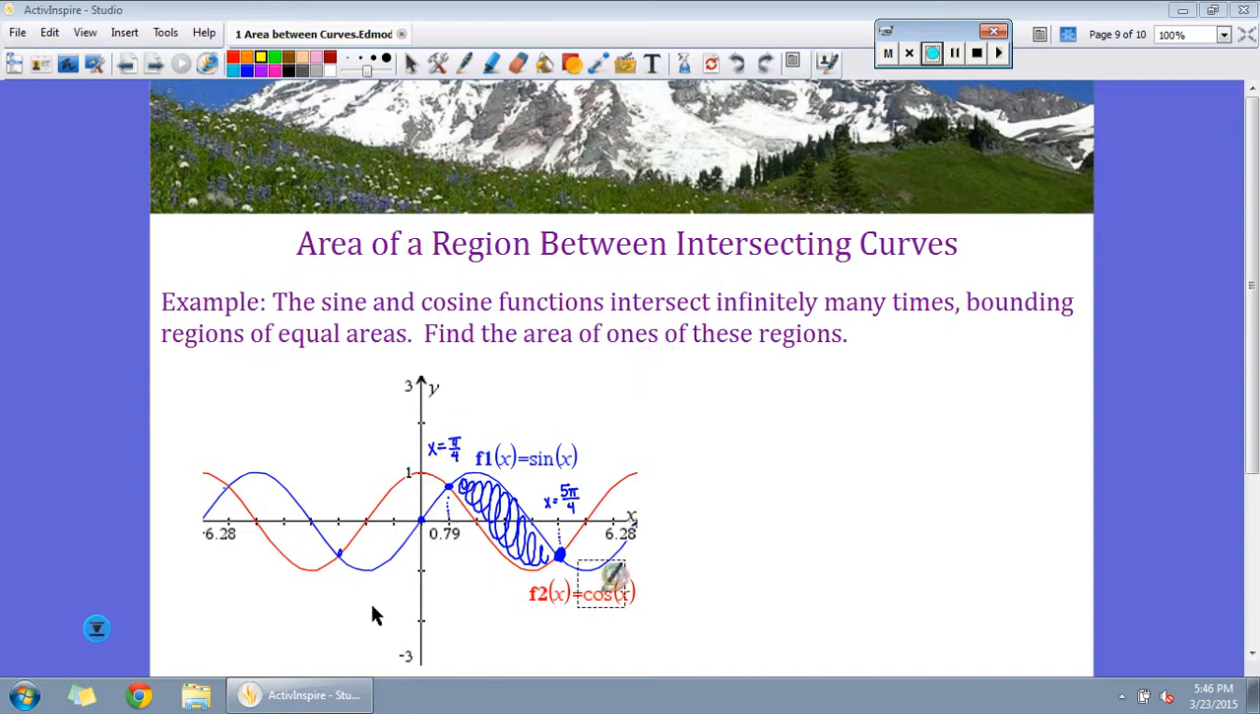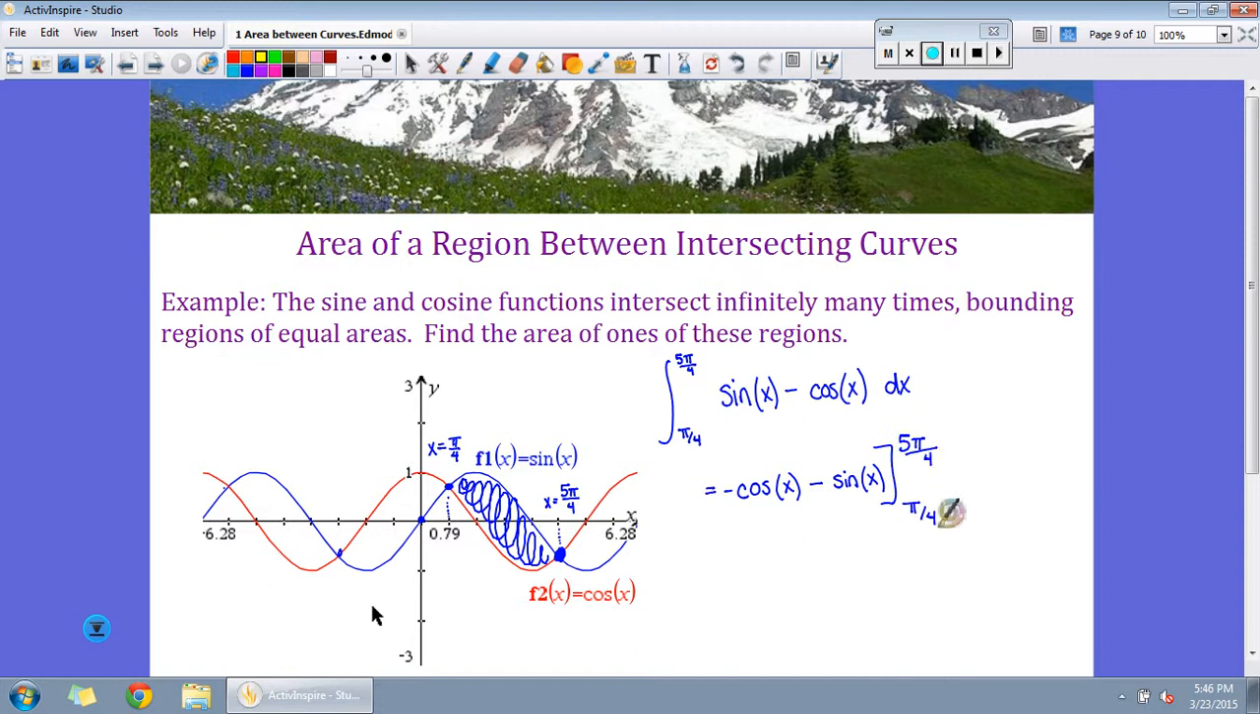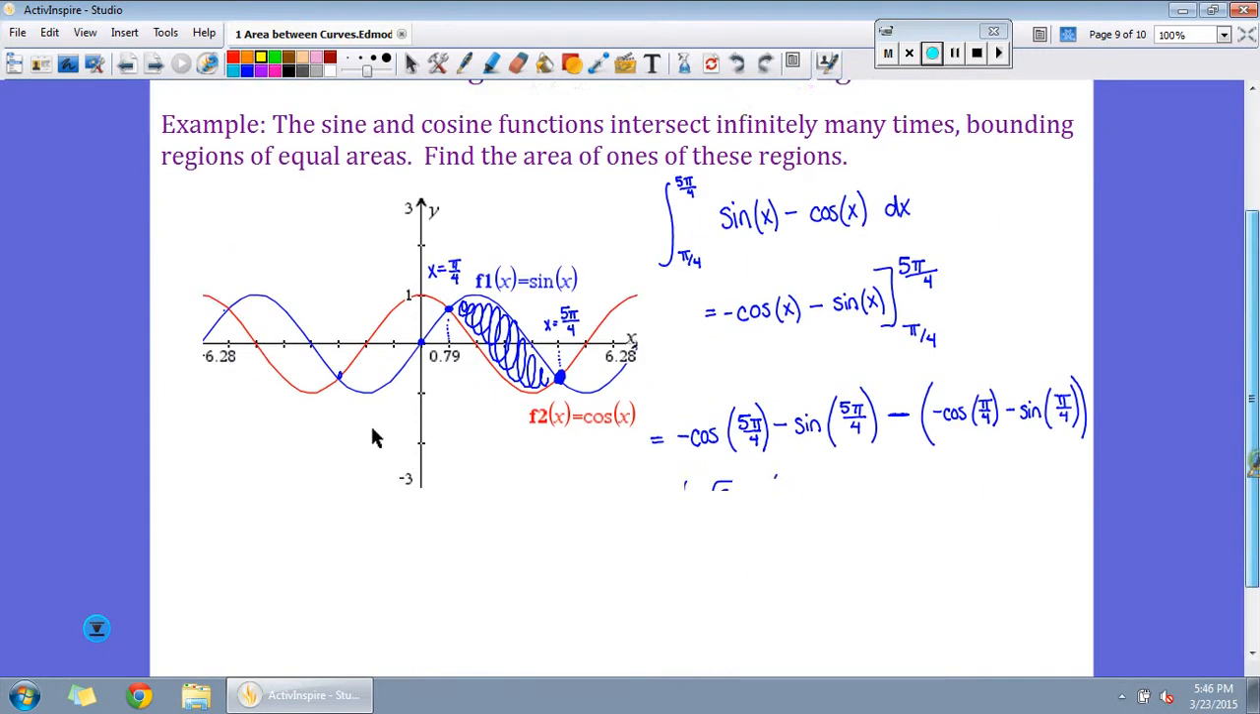Okay. We've already picked our interval, and sine of x, the blue function, is on top in this interval. So our integral is going to go from pi over 4 to 5 pi over 4 of sine x minus cosine x. The antiderivative is negative cosine x minus sine x. And we plug in 5 pi over 4 first, and then pi over 4.